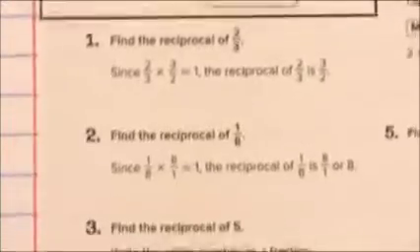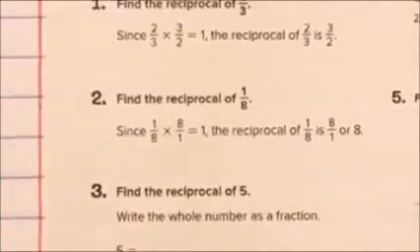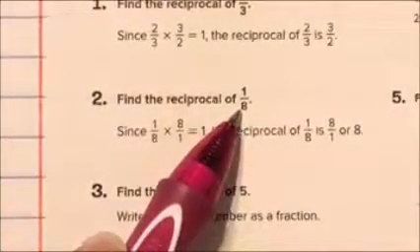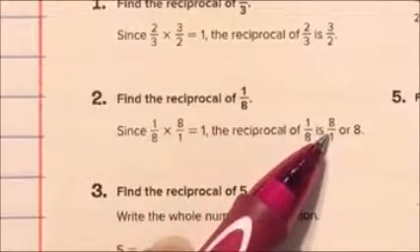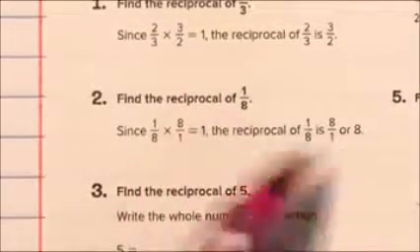Okay. Find the reciprocal of 1/8. So my denominator becomes my numerator. So I get 8 over 1, or 8.